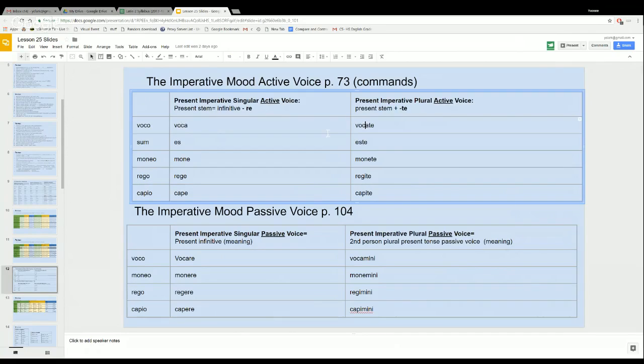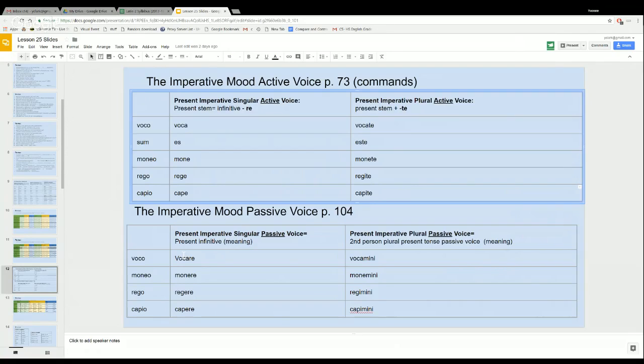So here we go. Voca, vocate, es, este, mone, monete, rege, regite, cape, capite. Good.